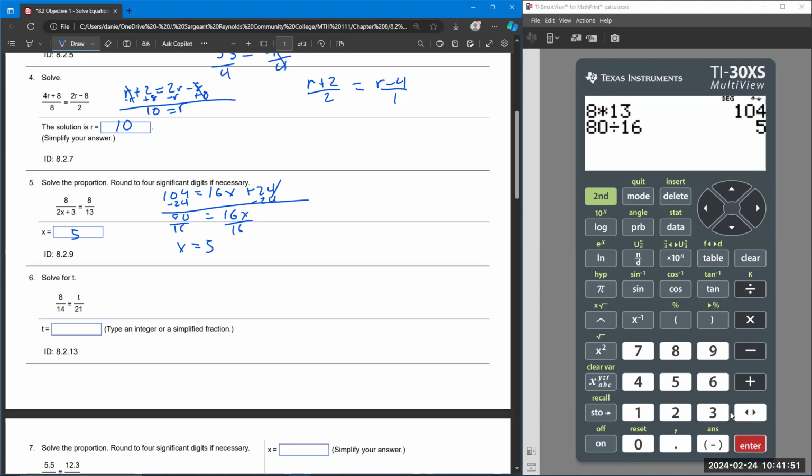Again, we want to simplify here. So this is 4 and this is 7. 4 times 21 equals 7 times t. Leave that factored because I see that multiple of 7 there. 7 goes into 21 3 times. 4 times 3 is 12, so t is 12.